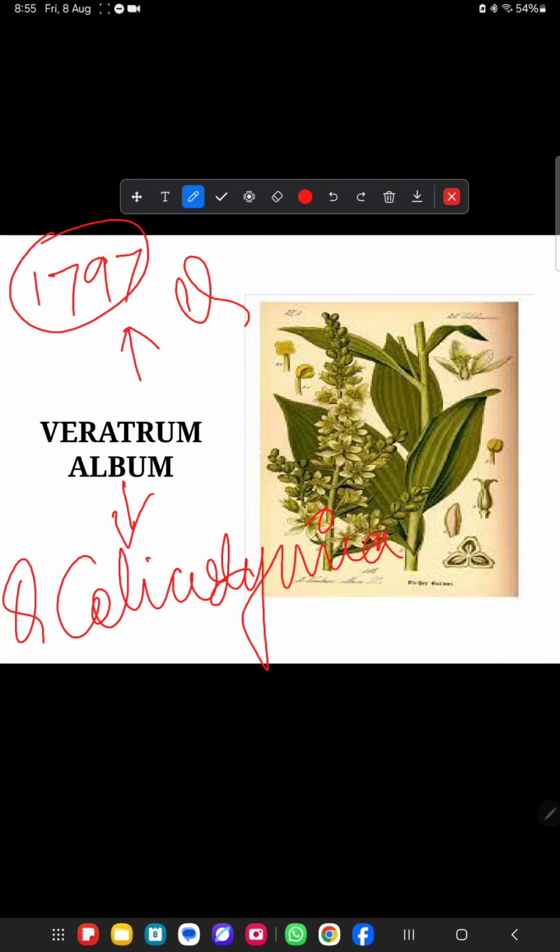1797. In 1797, a person was suffering from colicodynia, and Dr. Hahnemann prescribed this medicine, Veratrum album, and that patient got cured. Just try to remember because you will be getting questions.